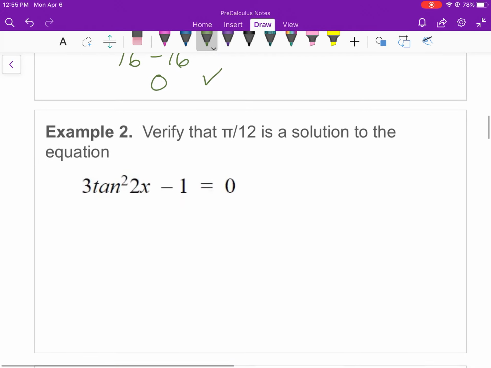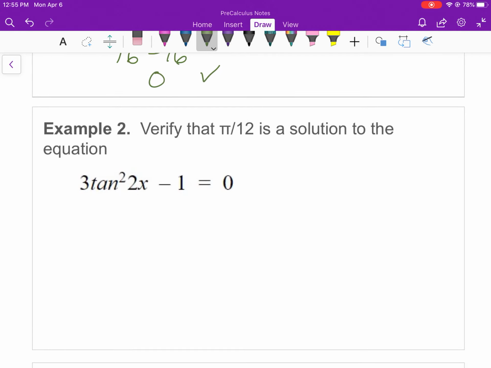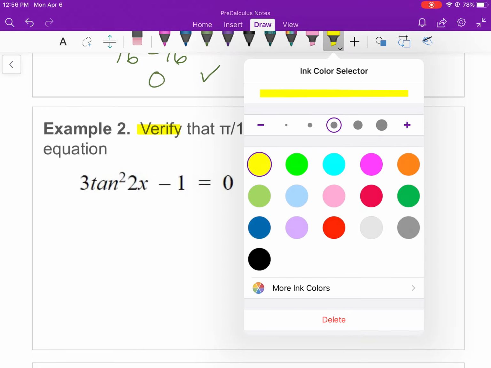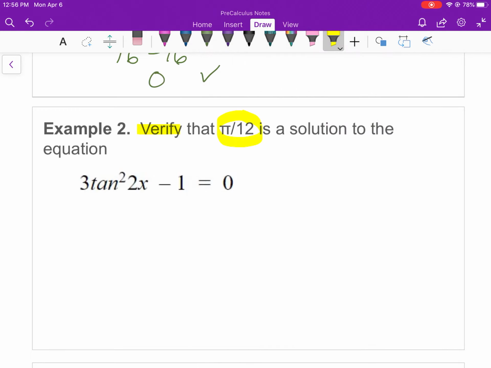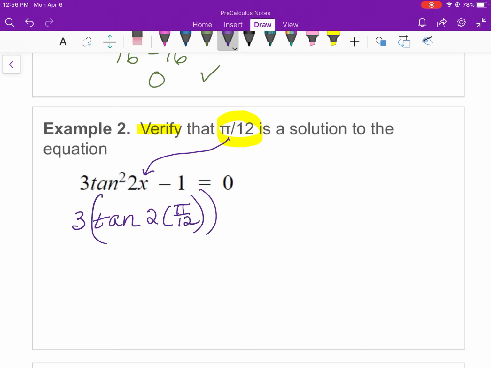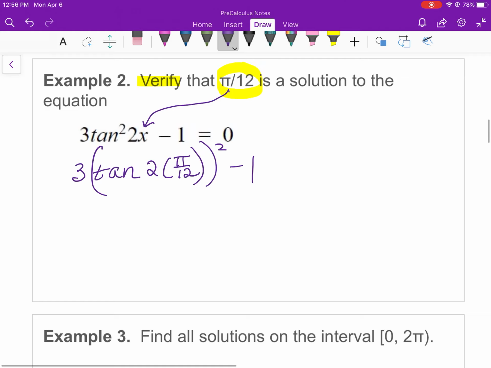All right, on this one we're going to verify that pi over 12 is a solution to this equation. So again, the directions say to verify. So here's the answer. I'm just going to plug it right in right here, and I'm going to square that. And I want to show that that result does come out to 0 as well.